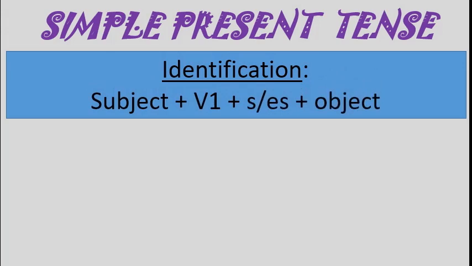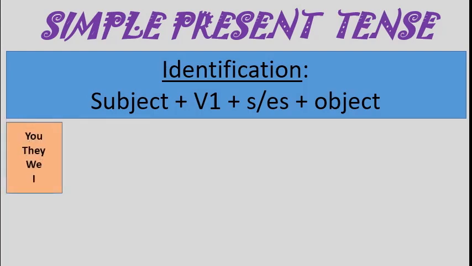Now let's see what is the identification of present simple tense. Subject plus first form of the verb plus s or es plus object. Subject means a noun or a pronoun who is doing an action. Verb, it is an action. Object means it is a kind of a receiver who is receiving an action done by the subject. So now let's see where to add s or es or where we will not add s or es.